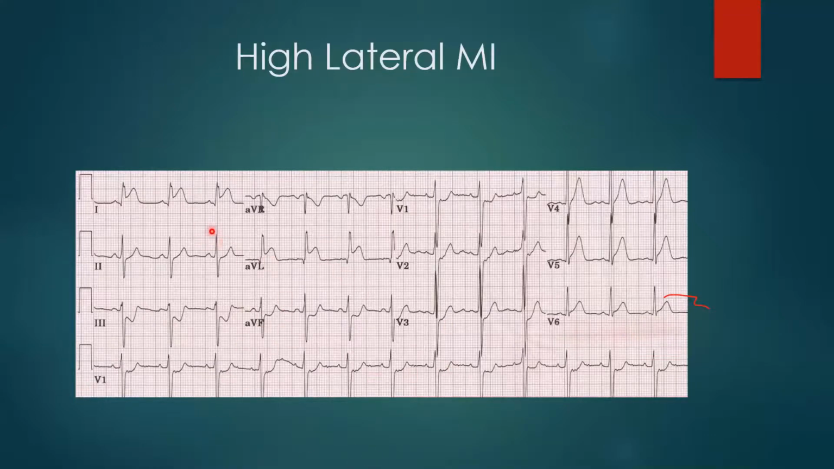So this is what we're talking about, 2 contiguous leads. So 1 and AVL, they're grouped together, so they're contiguous leads. They're the left anterior descending artery, and it's typically high up in it. So this would be the widowmaker, that high up in that artery.